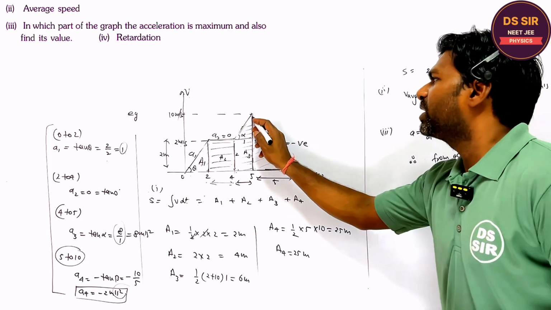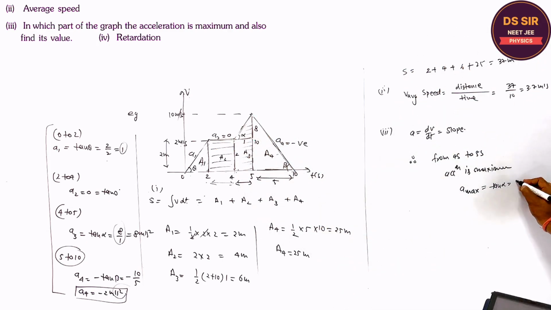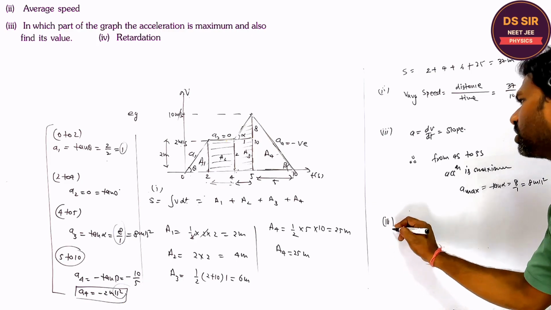So the maximum acceleration is from 4 to 5, equal to tan alpha. I am writing once again, perpendicular upon base, right? 8 meter per second square. This is the third part.